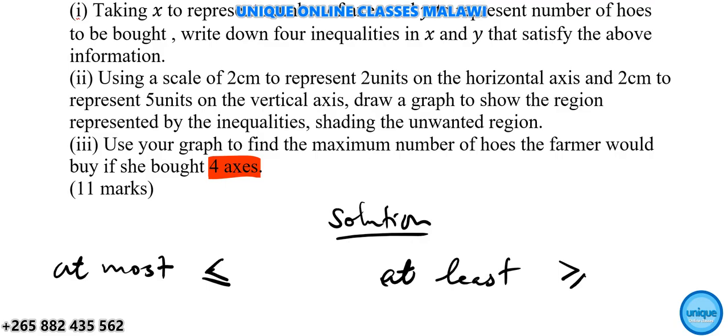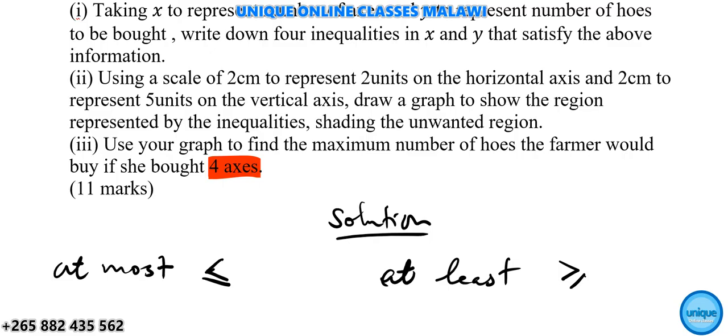An illustration for this: you ask your guardian or parent to give you pocket money. If you say, would you please give me at least 10,000 kwacha, it means that if they give you 50,000 kwacha, you will not return it, but if they give you, let's say, 8,000 kwacha, you will complain. So that is the meaning of at least.